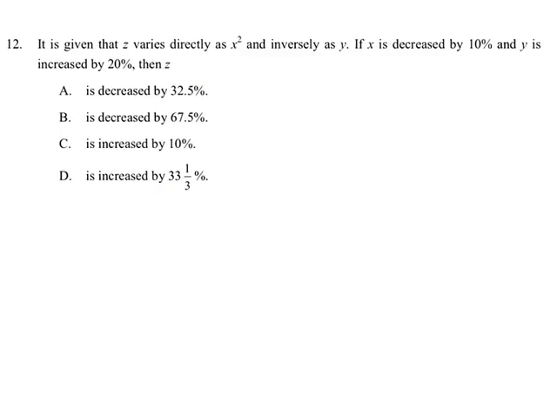Okay, let's see question 12. It's about the variation and then also the percentage change. So let's list out the equation. So Z varies directly as x squared, inversely as y. So it is joint variation.